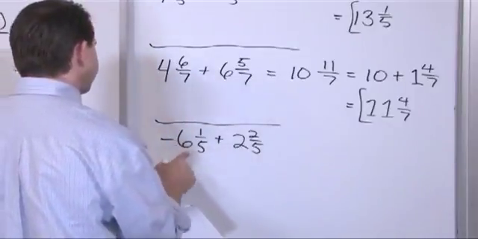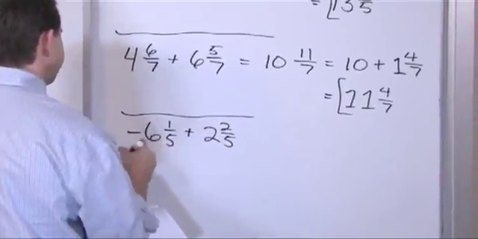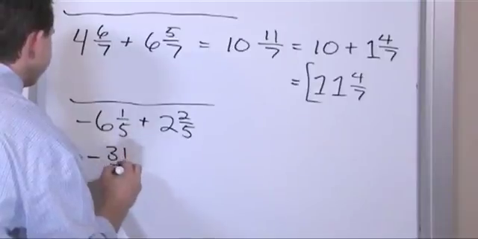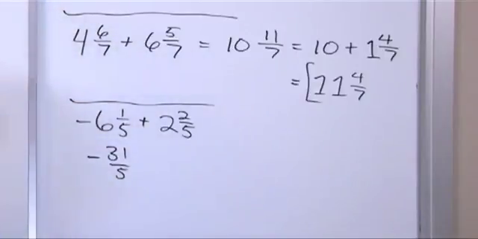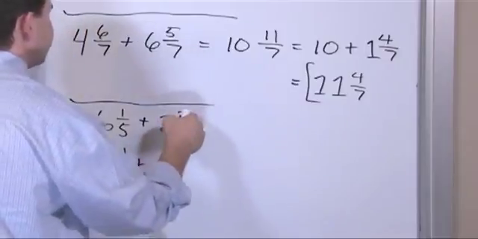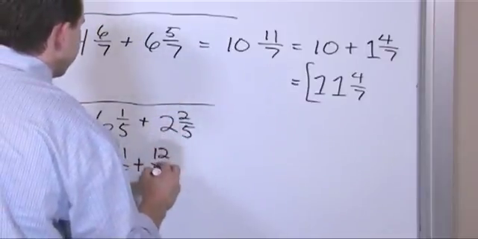So how would you convert this guy? 6 times 5 is 30. Don't forget your negative sign. So negative 30 plus 1 is negative 31 over 5. We learned how to convert to improper fractions earlier. Plus 2 times 5 is 10, plus 2 is 12/5.